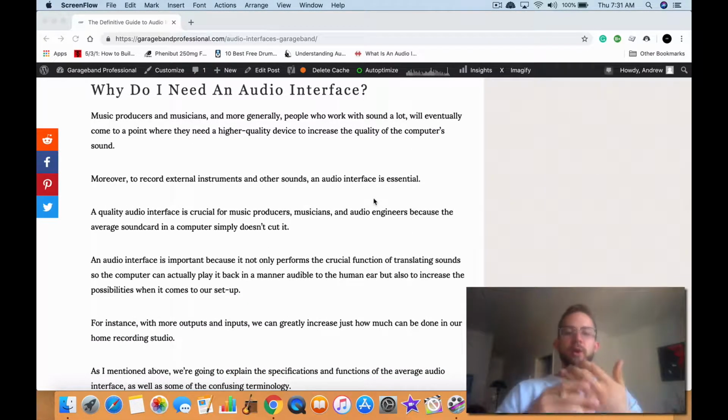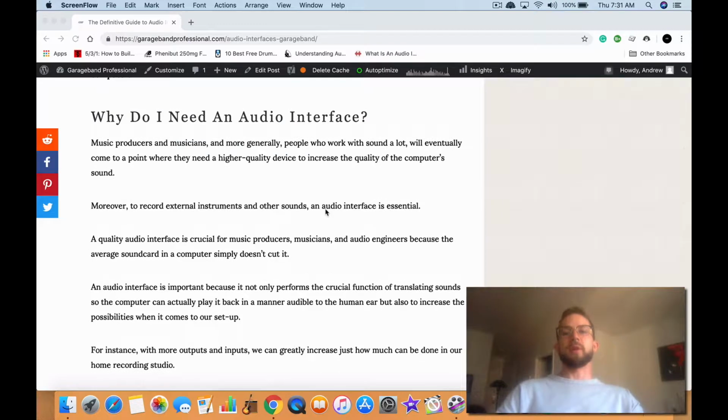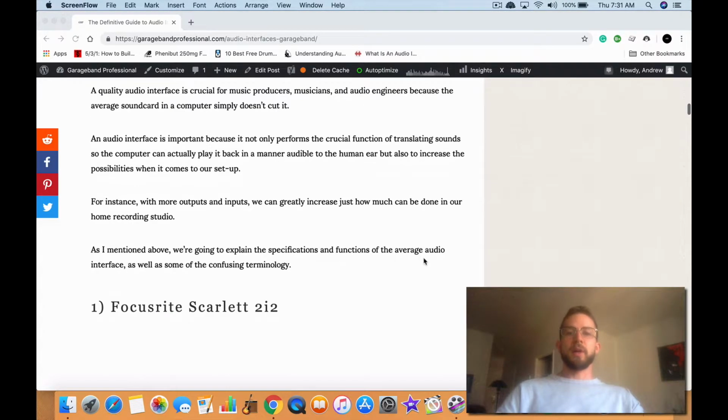So why should you get an audio interface? Well, you need it to hook up all your gear. You need it to play your vocals, to have your bass guitar through your computer, to have your guitar. You kind of need one, especially in today's day and age. And it's great for any kind of home studio. It's really essential for that kind of stuff.